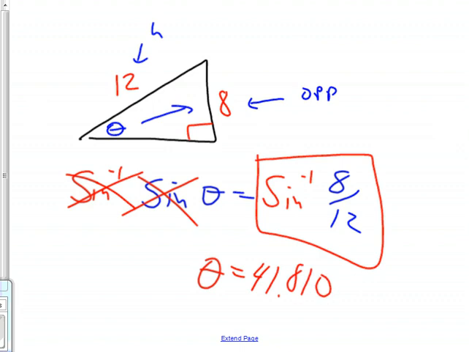Now that I know that angle, I can figure out the third angle super easy, because this is 41.810, and together these two have to add up to 90. I could just take 90 minus the 41.810, and I know the other angle now. All right. So let's see if you could handle one like this.